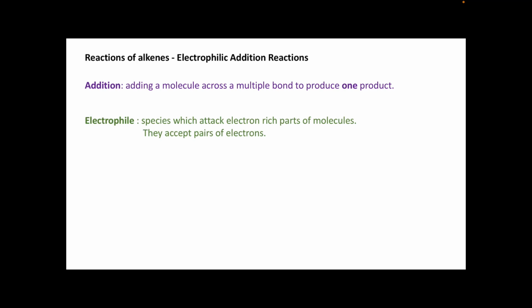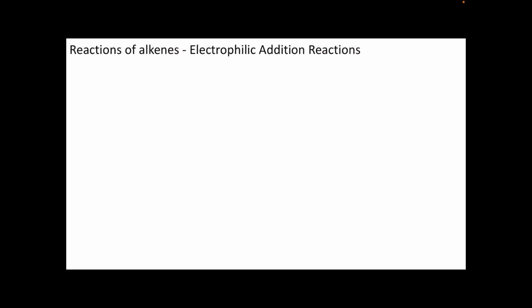They're attracted to electron-rich parts of molecules. And we often say that an electrophile will attack electron-rich parts of molecules. And what that means is it will accept pairs of electrons from it. Because of that, we call the reactions of alkenes electrophilic addition. It's an electrophile that attacks the electron-rich double bond. So we're going to look at some examples of electrophilic addition.